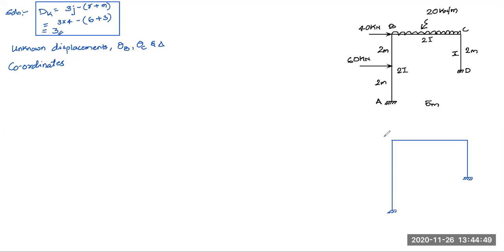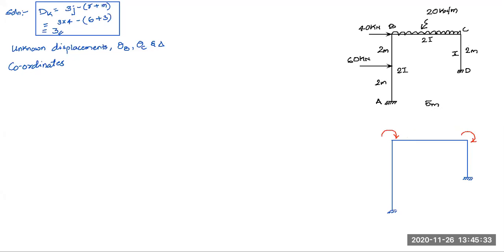Now the rotation at B will be taken as the first coordinate. For that displacement we will assign the first coordinate here. Since it is a rotation, we have to choose between clockwise and anti-clockwise. We'll assign a clockwise coordinate at B for the first unknown displacement theta B. Then for C, I'll assign the coordinate for rotation at C, one more unknown displacement. Here also I'll choose clockwise. Since there are unknown rotations at B and C, I've chosen two clockwise rotations.